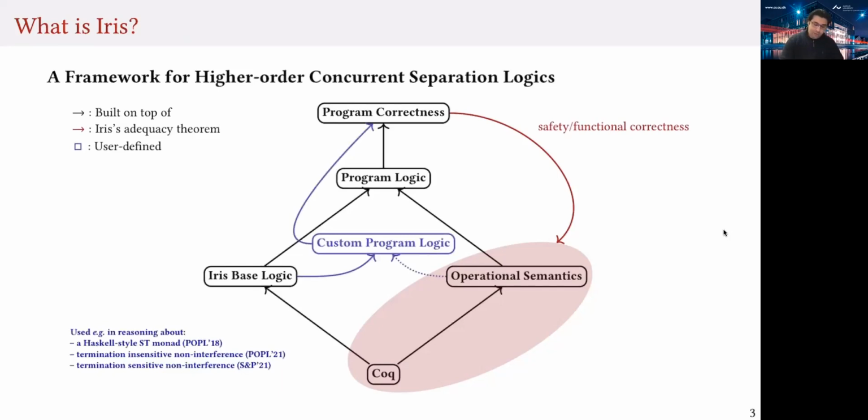It may also be that for the properties that you want to prove, for the kind of programs that you're interested in, the built-in program logic of Iris is not strong enough for you. And we can handle that. You can define your own custom program logic, as we have done in these works for reasoning about the ST monad, for example, or non-interference properties. The built-in logic of Iris was not strong enough, and the authors had to define their own program logic.